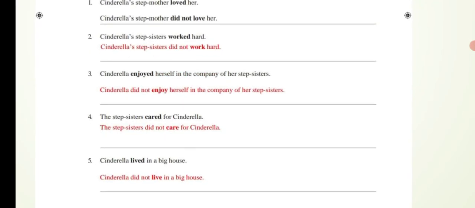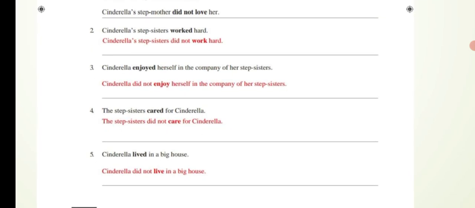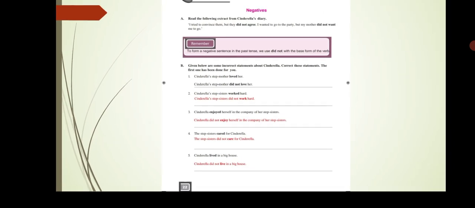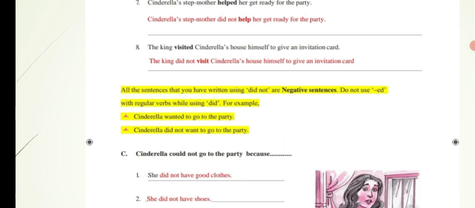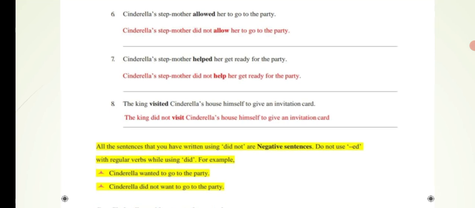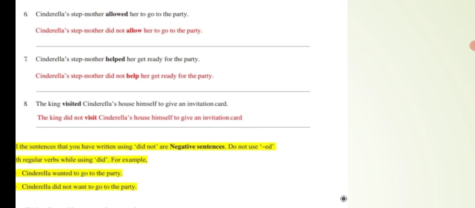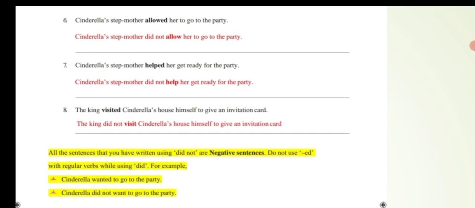And number 5, Cinderella lived in a big house. Negative would be did not. So Cinderella did not live in a big house. This way we can do. Now we will go to the next page. Number 6, Cinderella's stepmother allowed her to go to the party. Negative would be did not allow. So the sentence: Cinderella's stepmother did not allow her to go to the party.